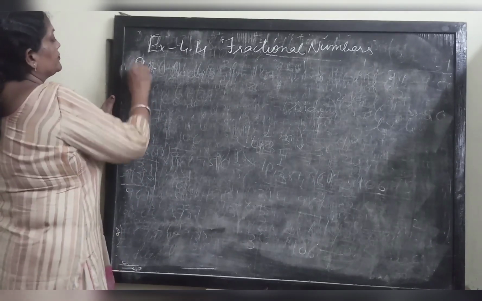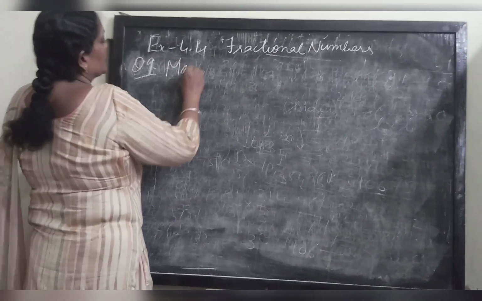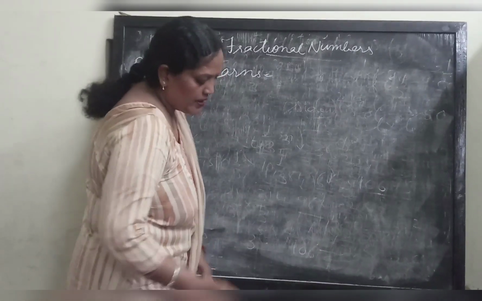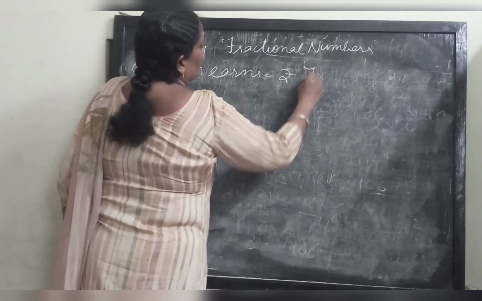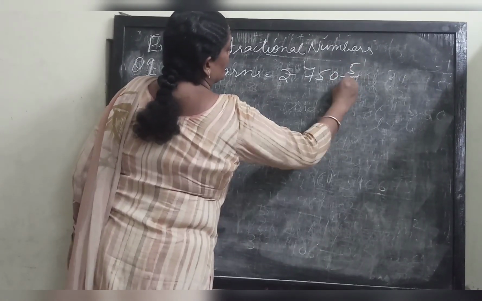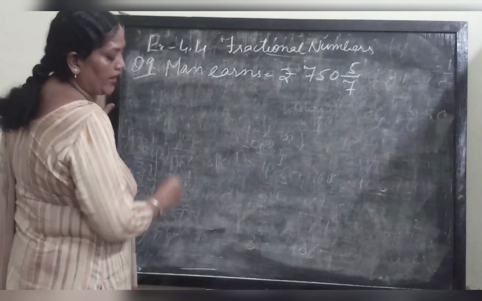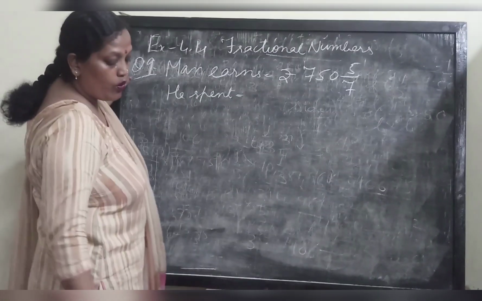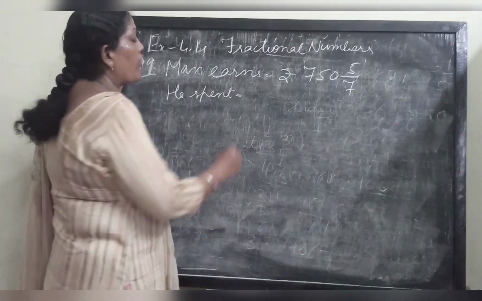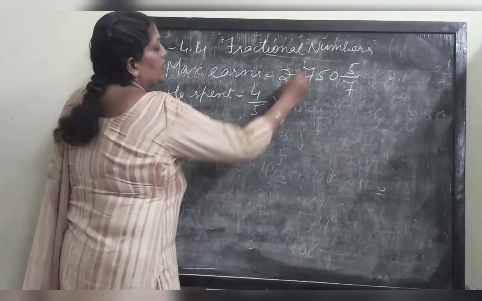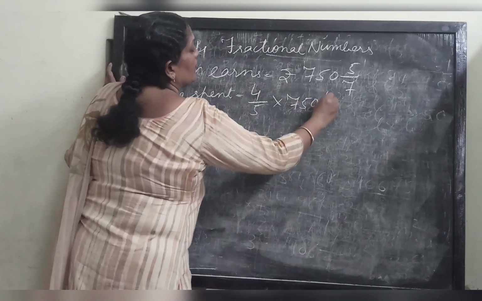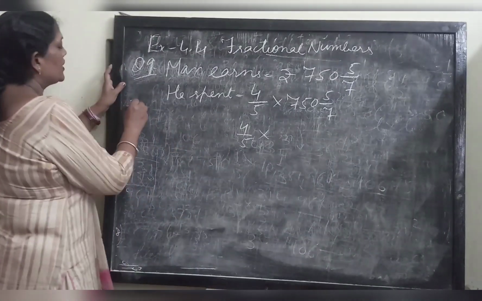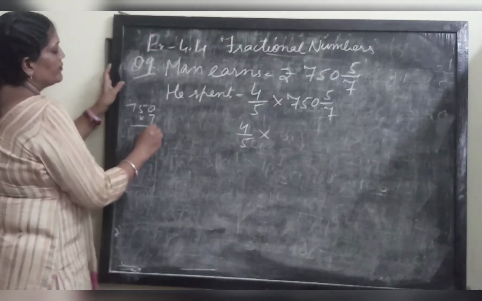Question number 9. Man earns. How much did he earn every month? Rupees 755 over 7. How much did he spend? He spent 4/5 of his earnings. Of means multiply. Multiply 755 over 7. That is 4 over 5 into 755 over 7.